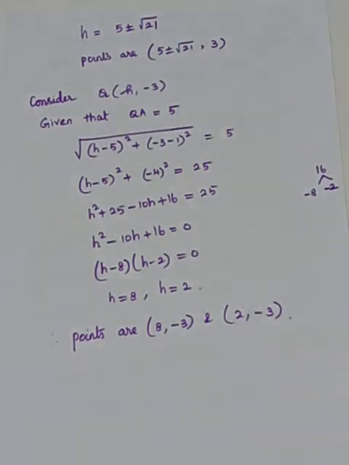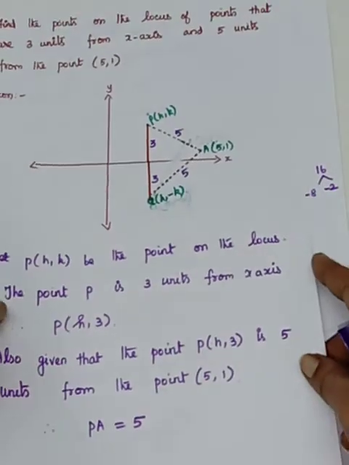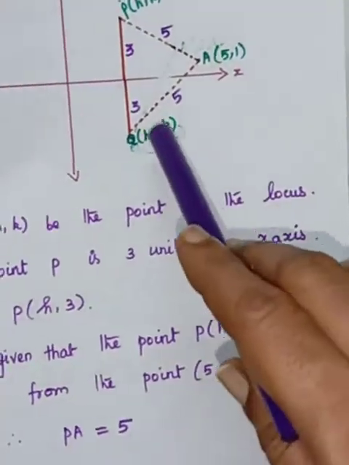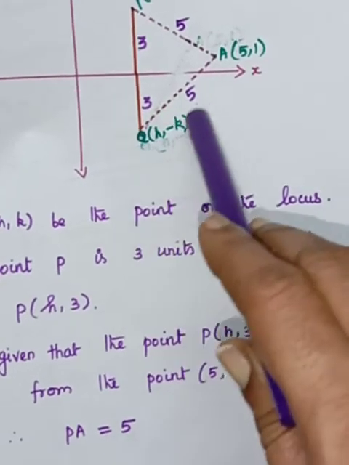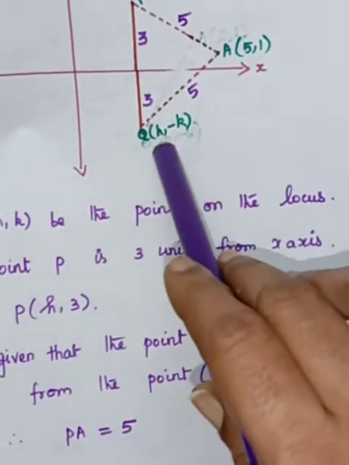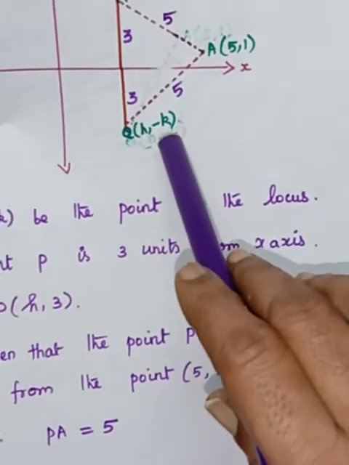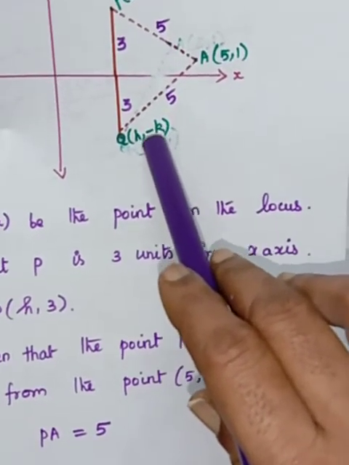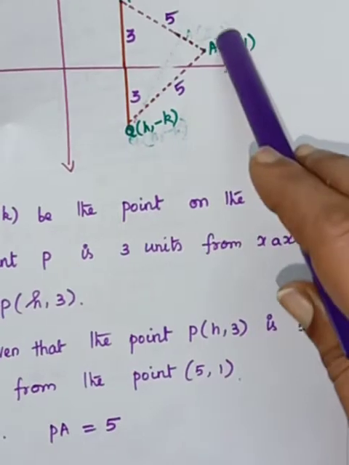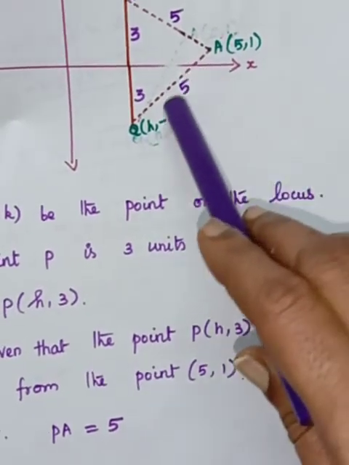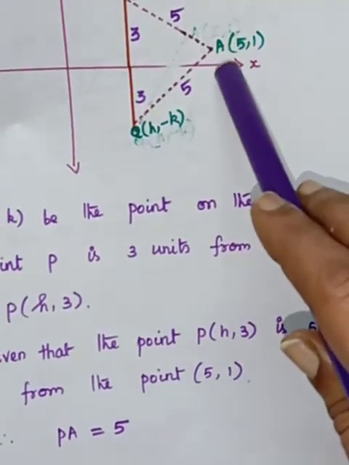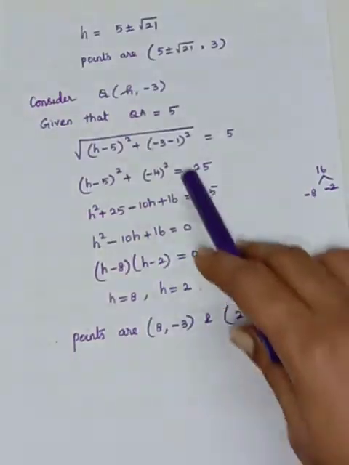And you just consider the point Q. So how is Q? It is 3 units below the x-axis. So the Q coordinate is H comma minus 3. Already we have discussed, it is H comma, what is it? Your K is minus 3, so H comma minus 3. And it is 5 units distance from A. So QA is equal to 5.